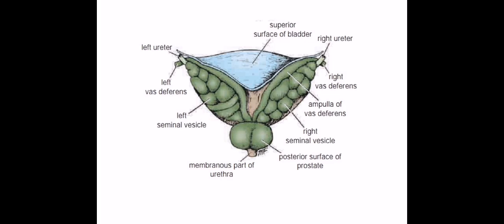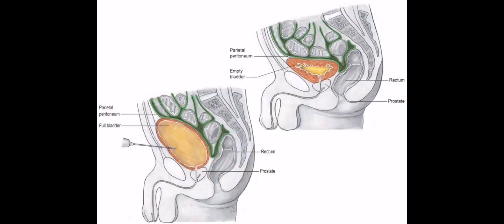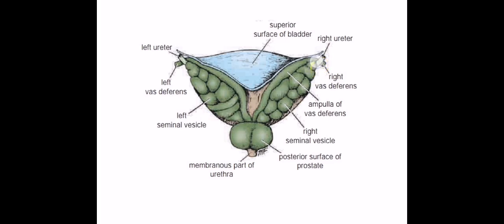The base or the posterior surface of the bladder اللي هي هذه faces posterior inferiorly. This is the base of the bladder. It faces posterior inferiorly and is triangular in shape. Its superolateral angles are joined by the ureters, and the inferior angle gives rise to the urethra.